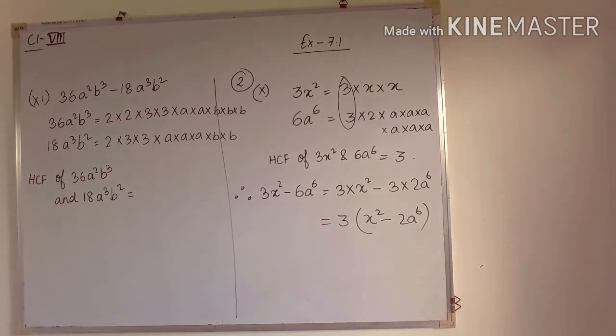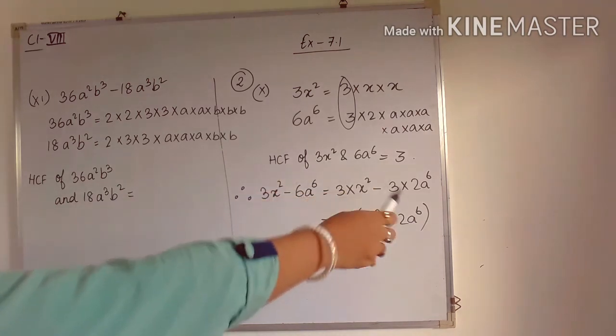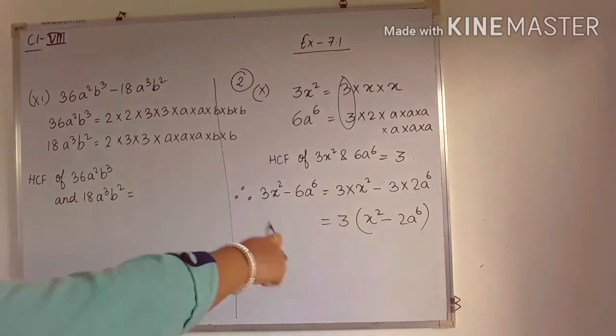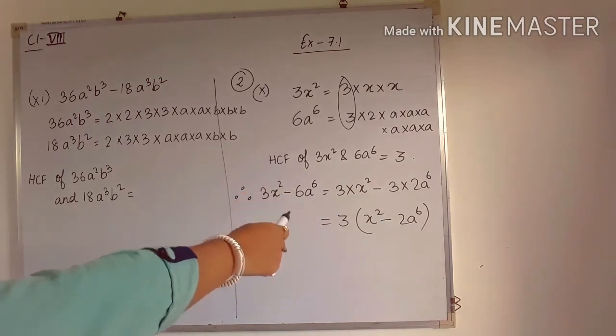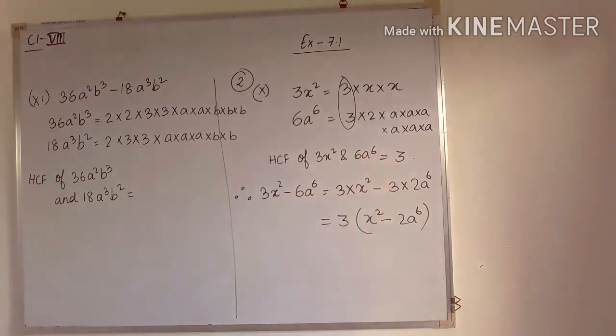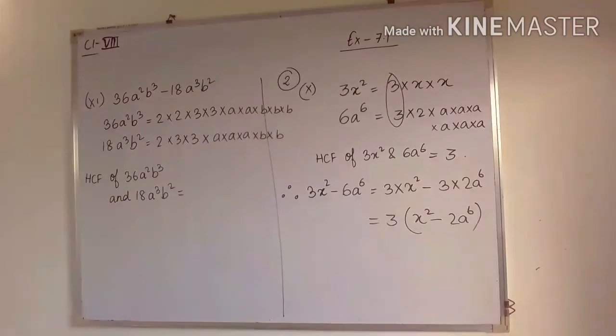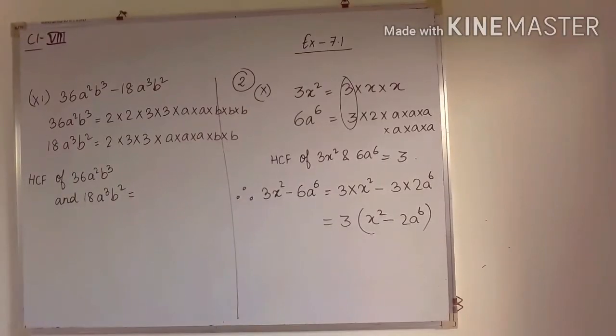So see here, in these two terms what is common? Yes, 3 is common, so take outside 3, and inside the bracket you have x square minus, in the second one, 2a to the power 6. Okay, so come to the next one. Next is number 11. The question is factorize 36a square b cube minus 18a cube b square.